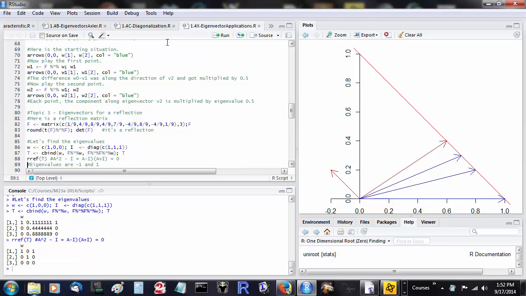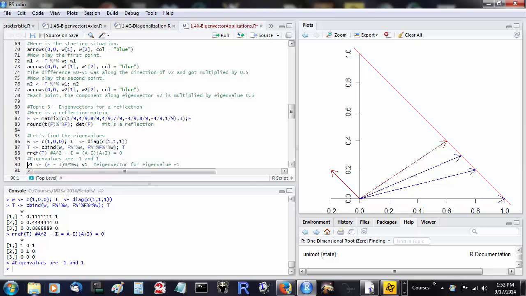And the effect of row reducing it is to turn it into a squared minus I, which is a minus I times a plus I equals 0. So that tells me that the eigenvalues are -1 and +1. That's pretty reasonable, isn't it? When you reflect, there are some vectors that get reflected and multiplied by -1. There are others in the plane of the reflection that stay unchanged and are multiplied by eigenvalue +1.